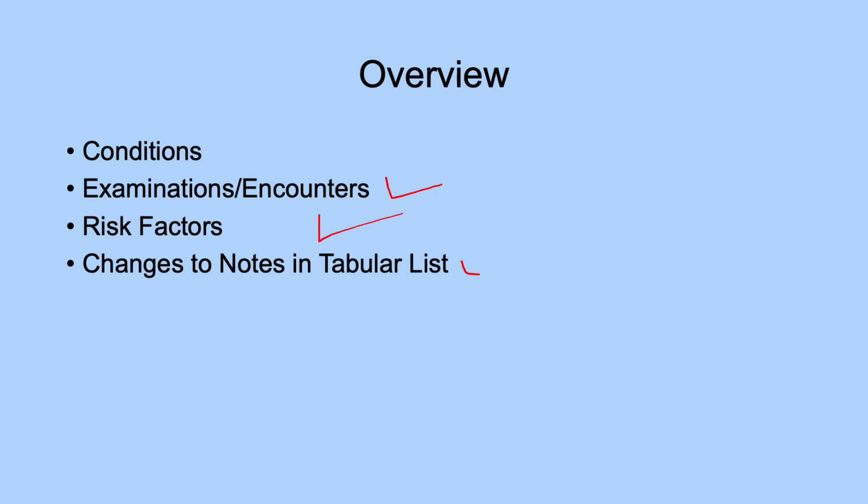And also there were changes made to the notes in the tabular list. For example, excludes 1 notes changed to excludes 2 notes. These are really important and really easy to miss. These will also be discussed. So in this presentation, new codes or guidelines are underlined. Deleted information is crossed out.